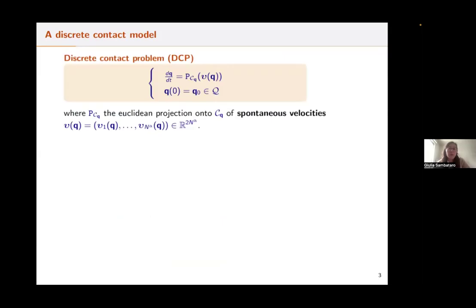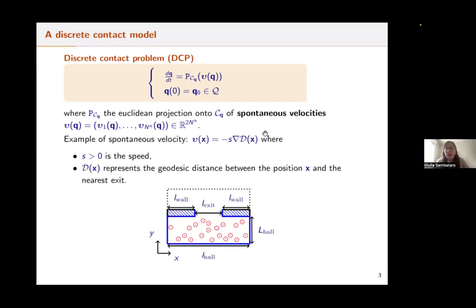This problem, dubbed DCP, discrete contact problem, is formulated as an optimization statement with constraints, in which we seek the velocity as the Euclidean projection of some spontaneous velocities onto a feasibility set for velocities, with certain initial conditions for positions. The spontaneous velocities are the velocities the agent would have without taking care of other agents. And here is an example: velocities in this region could be written in terms of a certain constant S and the gradient of D, which expresses the geodesic distance between the agent position x and the nearest exit.